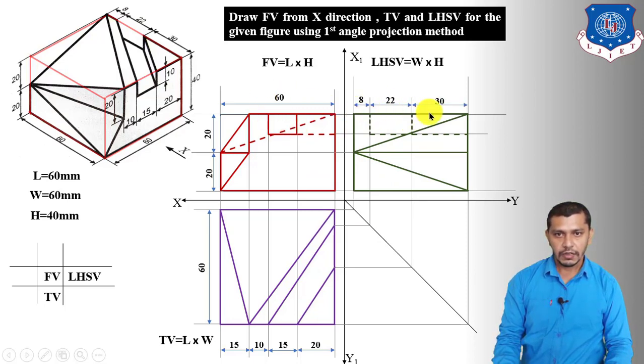Now in the left hand side view this is 8, 22, 30, 8, 22, 30. Now we have to also show the depth of this slot, which is 10 mm, and the height is 40 mm over here.